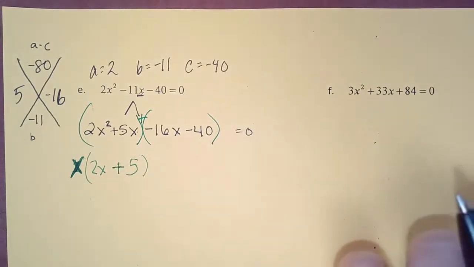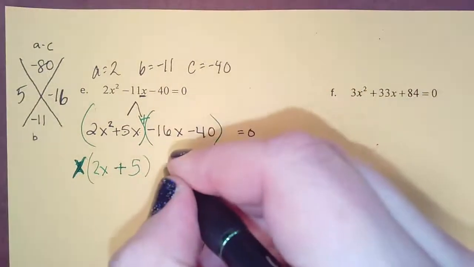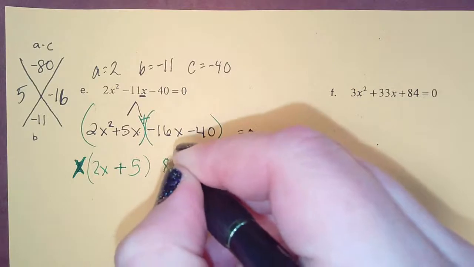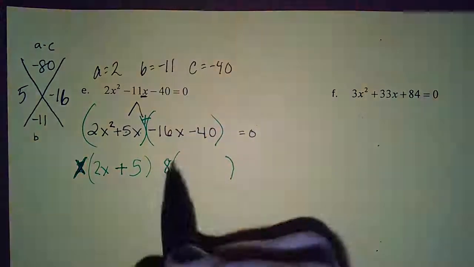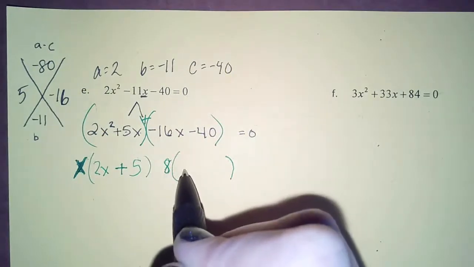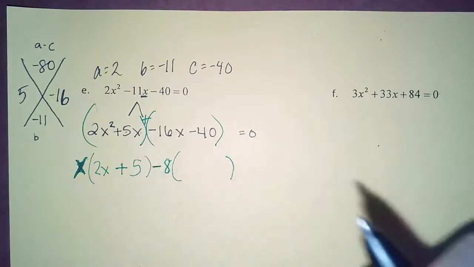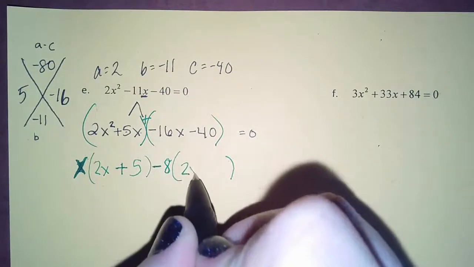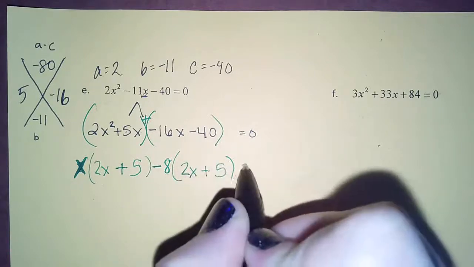All right, and the biggest number I can divide 16 and 40 by is 8. I'm not sure if I need positive or negative yet. Negative 16 divided by 8 would be negative 2. I want it to be positive, so I'm going to take out a negative 8. So I get positive 2x. Negative 40 divided by negative 8 is positive 5.